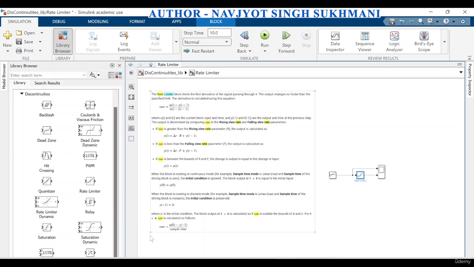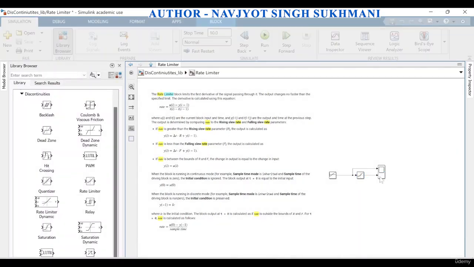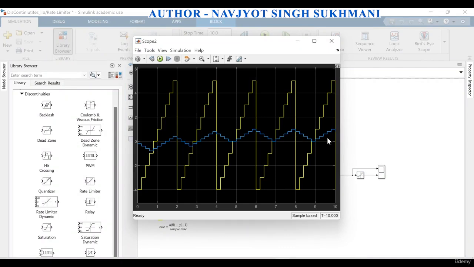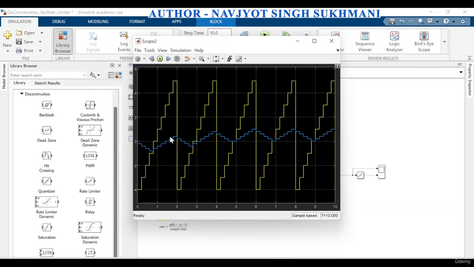Okay, and there are a few more equations for how we can calculate the rate limit using sample time, and many more things are mentioned here. In the rate limiter example, you can see I have the same sequence here, but my rate is limited, 0 to 1, 1 to 0, in that way it works.